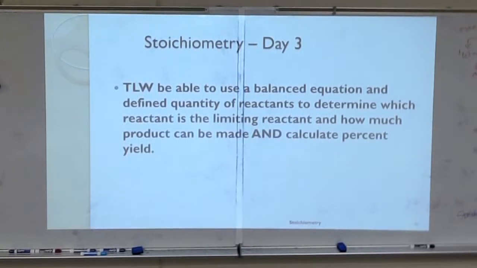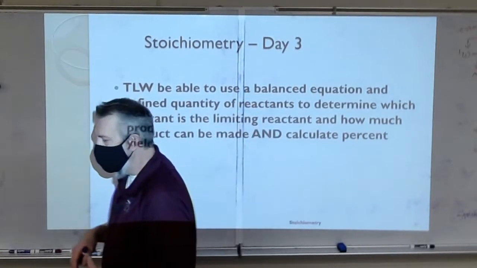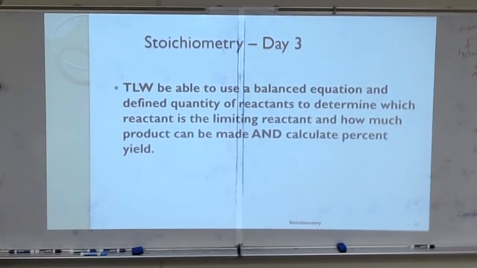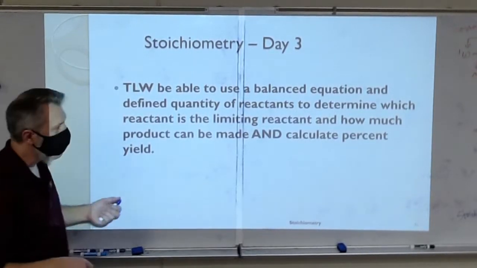Once you used up all the butter, you couldn't make any more cakes. It didn't matter how much flour you had, it didn't matter how much sugar you had, or anything else you might need. Once you ran out of butter, you were done. And that's a limiting reactant. And we do that in baking, but we also do that in chemistry. So that's what we're going to talk about today.